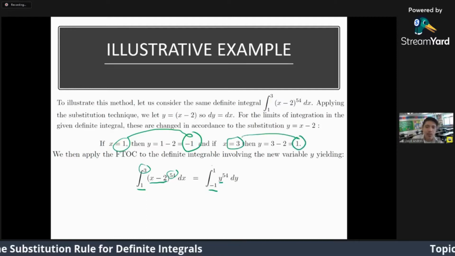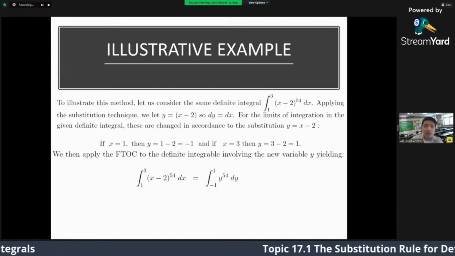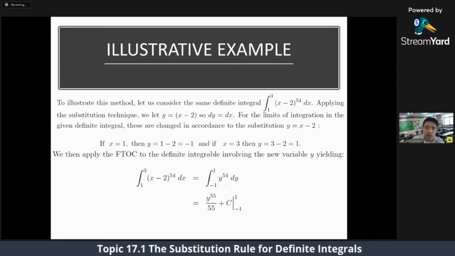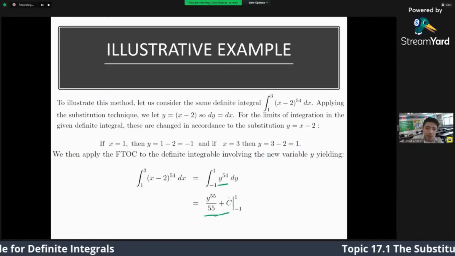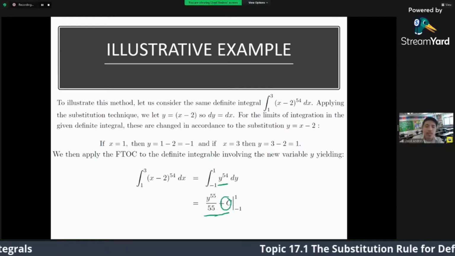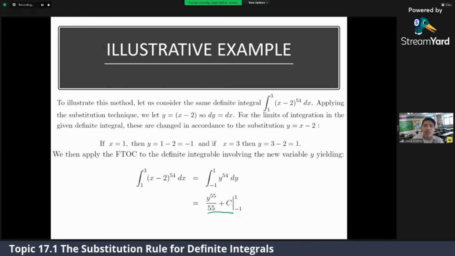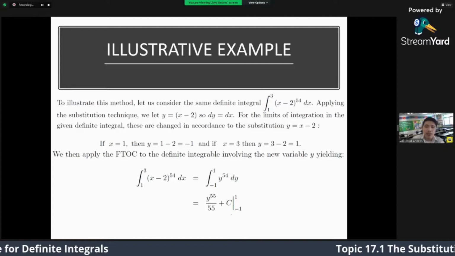So next, after that, you apply the fundamental theorem of calculus, which is to integrate this one, giving y raised to 55 over 55 plus c, basically. But you can also leave out the plus c. Or to be more formal, to follow the fundamental theorem of calculus, we just put plus c to follow the book.